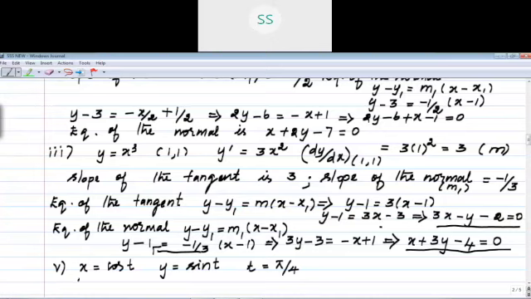What is your thing? You see, dx by dt. What is the differentiation of cos t? Minus sin t. Now, dy by dt. Up to the previous, the right hand side existed as x. Here it is entirely different, so you have to differentiate separately. Finally, you should find dy by dx. dy by dt equal to, what is the differentiation of sin t? Cos t.